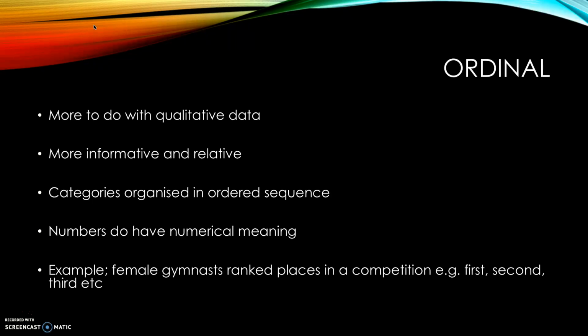Next we have ordinal data. This is more informative and relative. Categories are organised in an ordered sequence. This time, however, the numbers do have meaning, unlike in nominal data, and the difference between the categories is unknown. An example of ordinal data would be the places that girls come in a gymnastics competition, as they are ranked first, second, third. This is ordinal data.